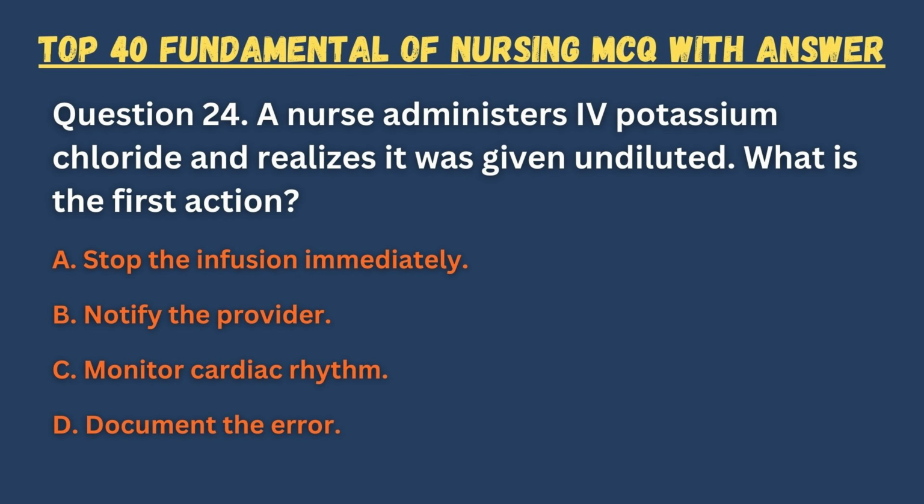Question 24. A nurse administers IV potassium chloride and realizes it was given undiluted. What is the first action? A. Stop the infusion immediately. B. Notify the provider. C. Monitor cardiac rhythm. D. Document the error.